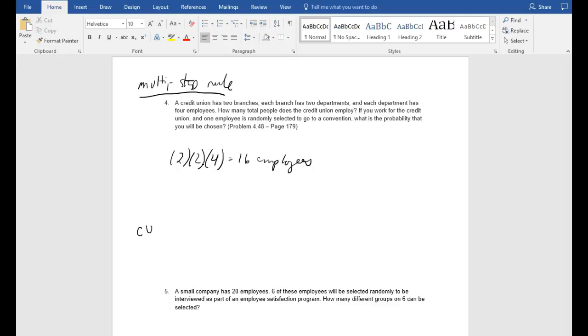To visualize that, we could say the credit union, and this will be a branch. So we'll say branch 1, branch 2. Each branch has 2 departments. Department 1, Department 2, I guess we'll call this Department 3, Department 4, and then each department has 4 employees.